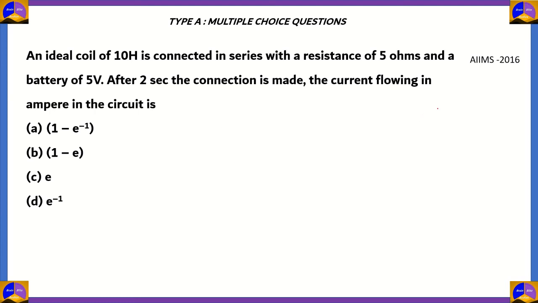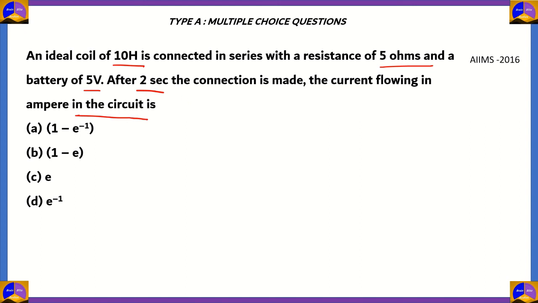Let's look at this question, asked in AIIMS 2016. An ideal coil of 10 Henry is connected in series with a resistance of 5 ohms and a battery of 5 volts. After 2 seconds, the connection is made. The current flowing in ampere in the circuit is.